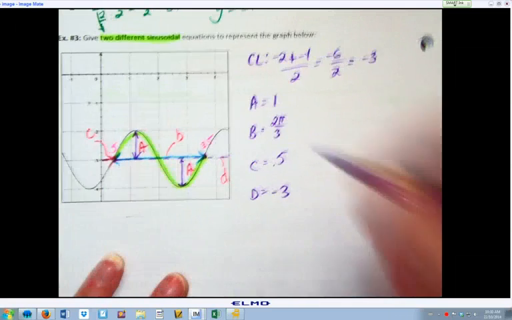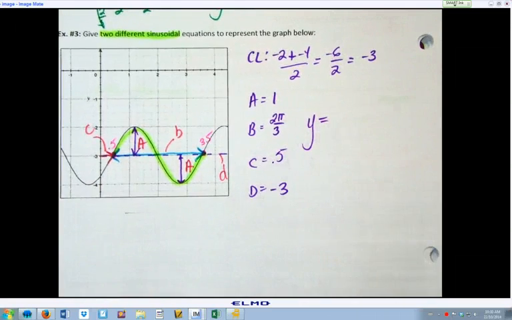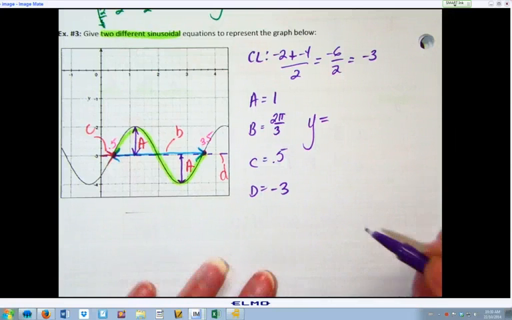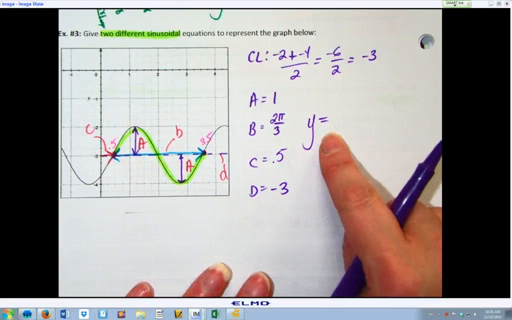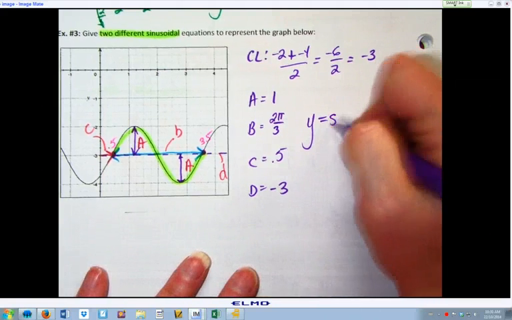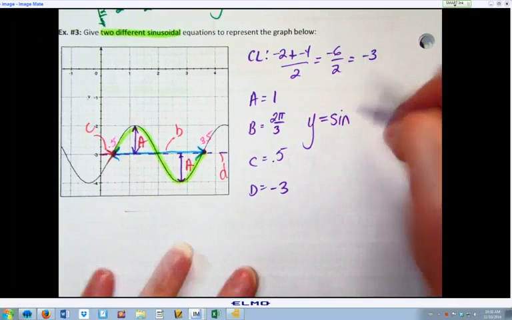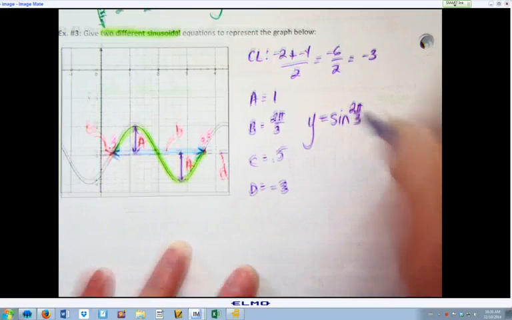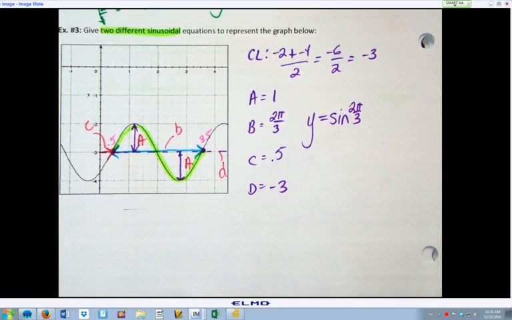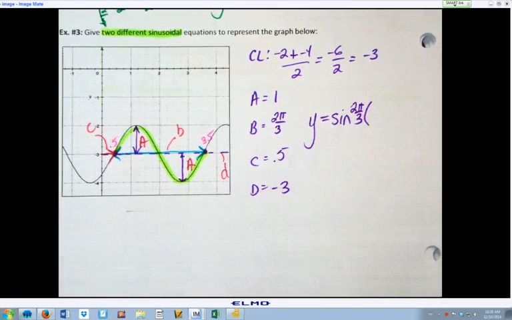Last step, we just need to throw it into the equation. We need to start with y equals. You can't just start in with A. Do we have an A value? Yes, it's 1. Do I need to write it? No. We have chosen this to be a sine graph, so I'm starting with sine. Do I have a B value? It comes next. Do I need to open a bracket, and how do I know if I need to open a bracket? There's a C value, so I need to open a bracket.